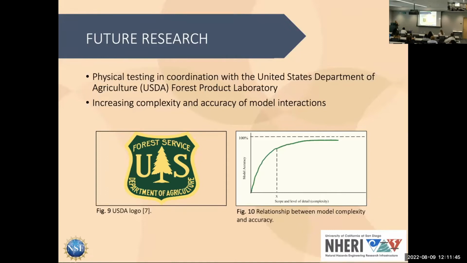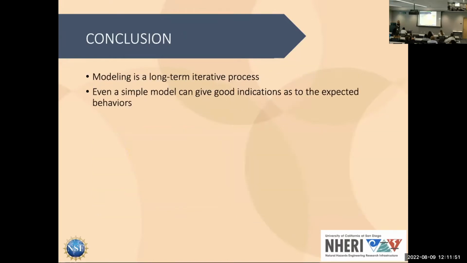And then also, as I've mentioned, we're going to keep increasing the complexity and accuracy of the model interactions. So what I've learned is that modeling is a long-term and iterative process, and like everyone's been saying, it takes patience to do research, and you run into a lot of problems, but it's fine. And we've seen that even a simple model can give good indications as to the expected behaviors.